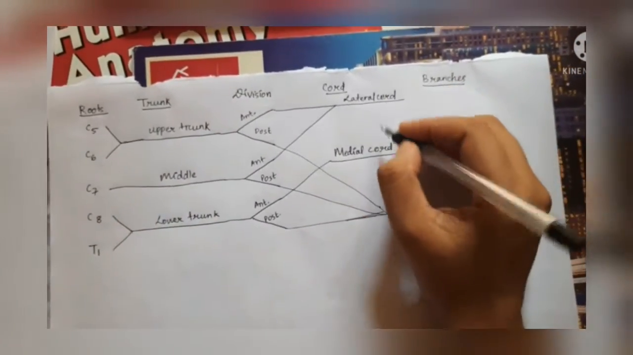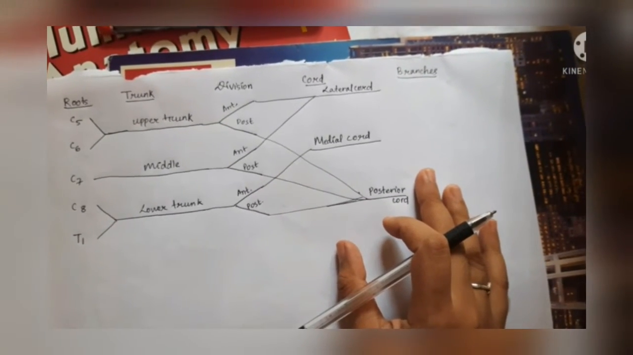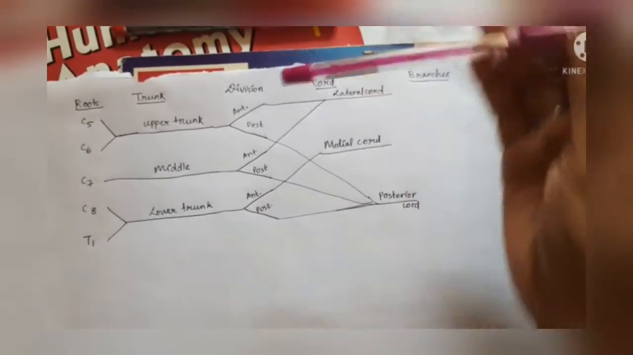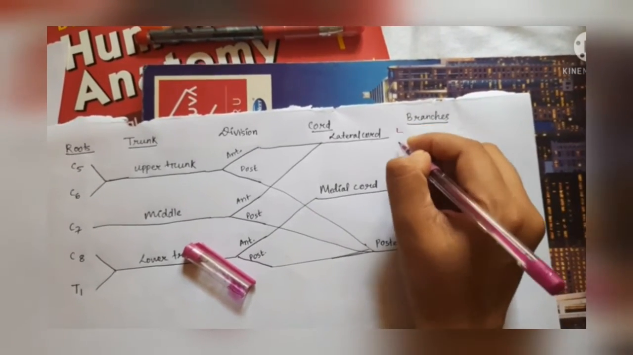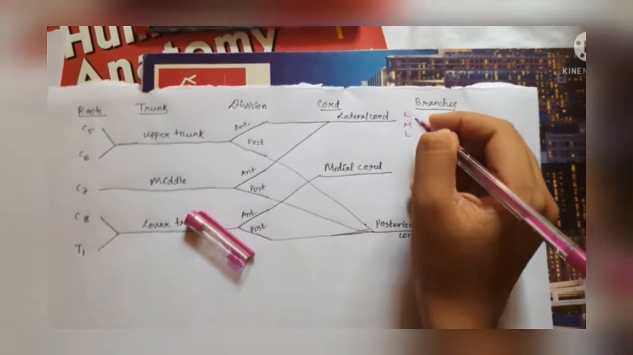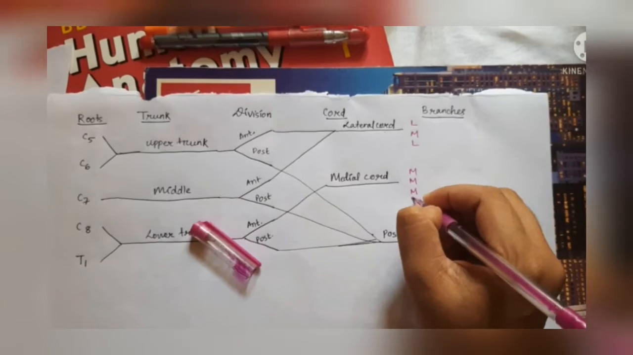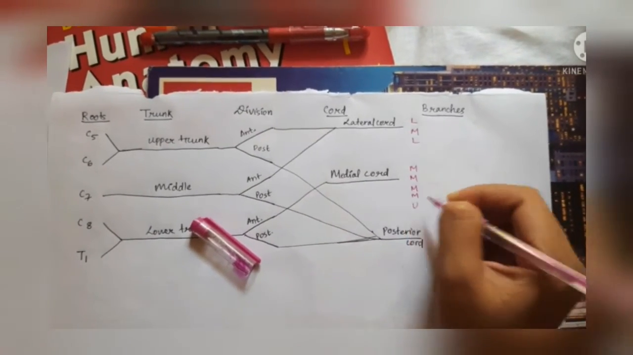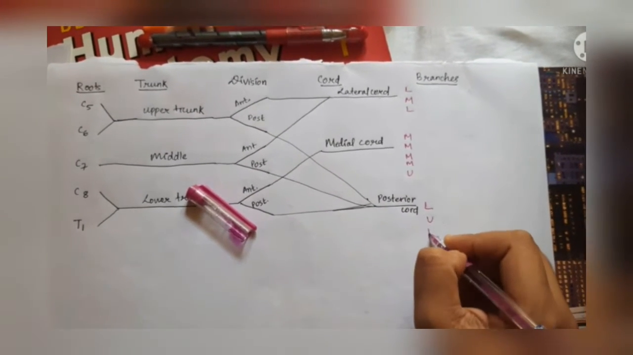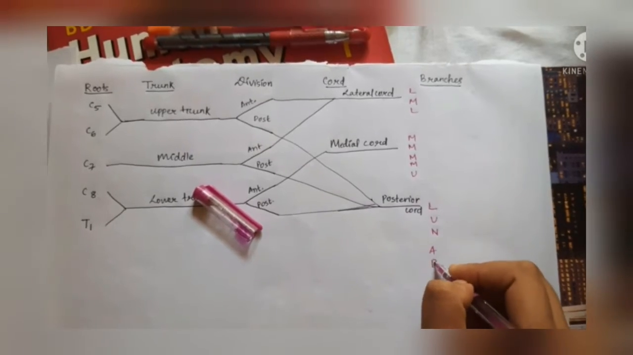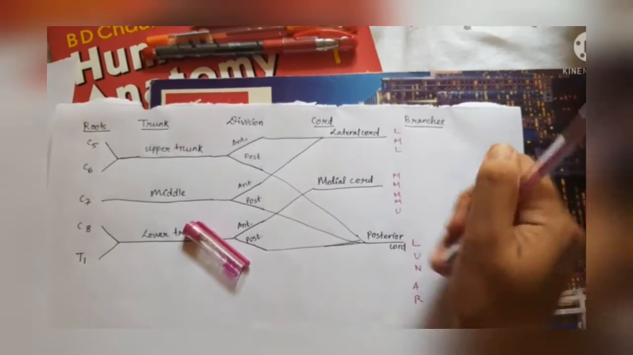Then come to the branches. I will tell you a mnemonic which will be easier to remember. The lateral cord has L, M, L, and the medial cord has 4 M's, 1, 2, 3, 4, and U, and the posterior cord has L, U, N, A, R, lunar. That is, the branches of the lateral cord are L, M, L.